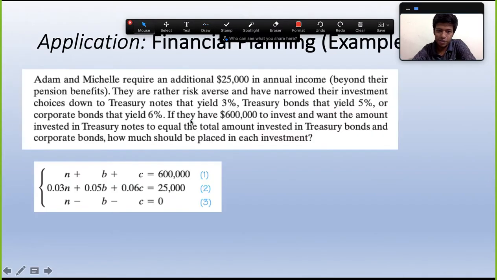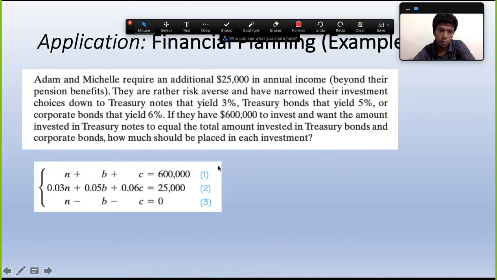All right, so let's go to this kind of math. This is our application math. Adam and Michael require an additional dollar annual income beyond their pension benefits. They are risk averse and have narrowed their investment choice down to treasury notes that yield 3%, treasury bonds that yield 5%, or corporate bonds that yield 6%. If they have $600,000 to invest and want the amount invested in the treasury notes to equal the total amount invested in the treasury bonds and corporate bonds, how much should they place in each investment?